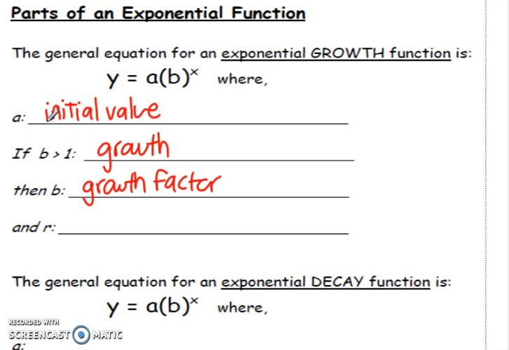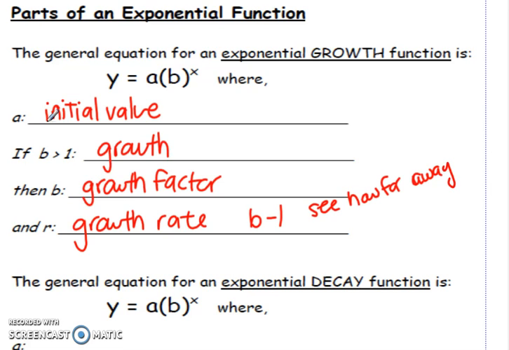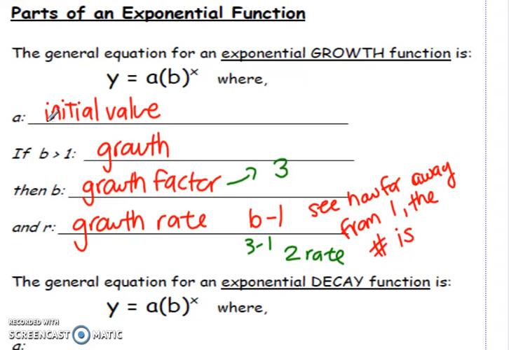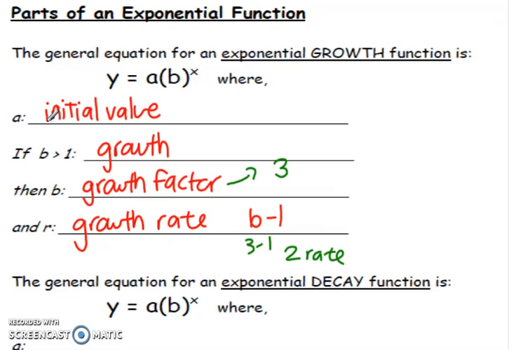And then the growth rate stands for R. And to find the rate, you're going to do your growth factor minus 1 because you want to see how far away from 1 the number is. Okay, so for example, if it's a growth, that means maybe you would have a growth factor of 3, which means to find your rate, you would do 3 minus 1 and get 2 for the rate. Okay, so to find the rate, you're always going to subtract 1. So let me write that instead. Subtract 1.